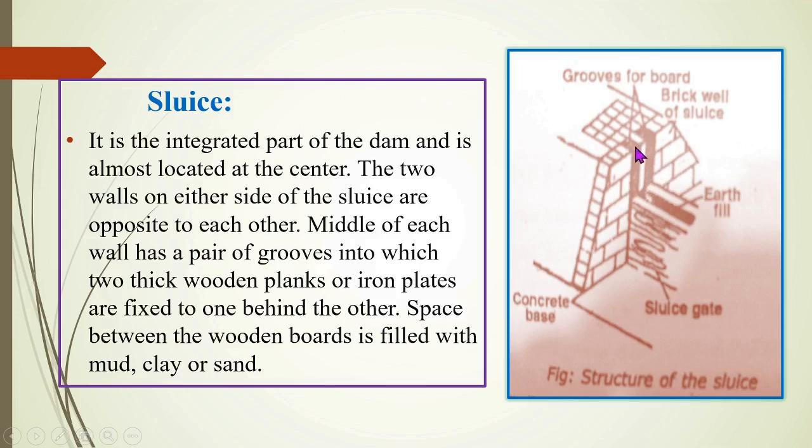Middle of the sluice has a pair of grooves. So there are two grooves you can see here. This is one groove and another groove. There are two grooves in the sluice. These grooves are fitted with wooden planks or iron plates. These wooden planks or iron plates are fitted one behind the other. Space between the wooden planks is filled with mud or clay or sand.